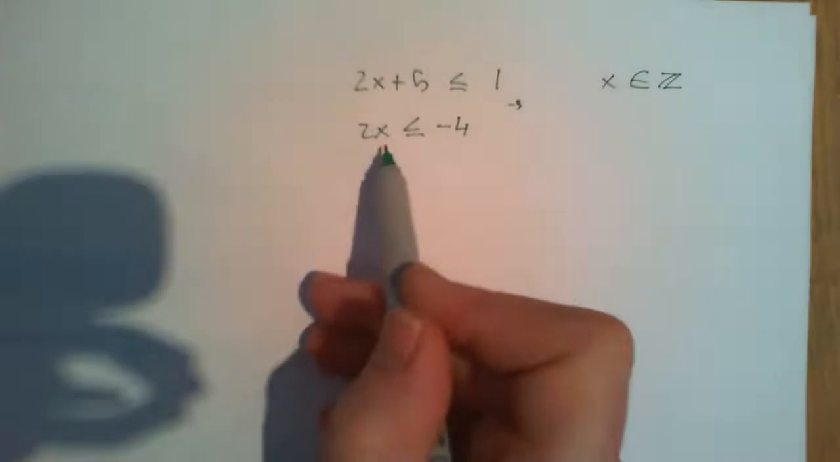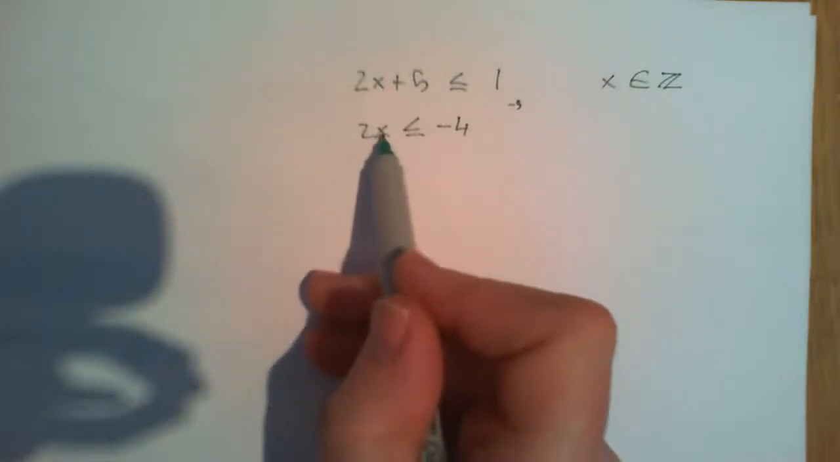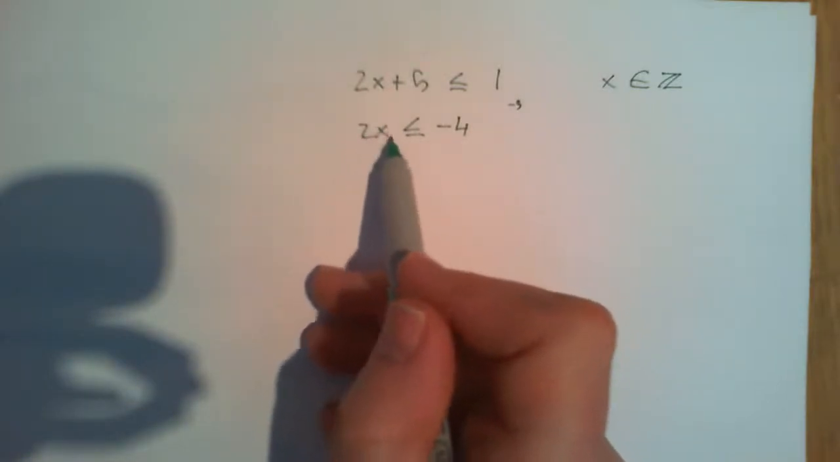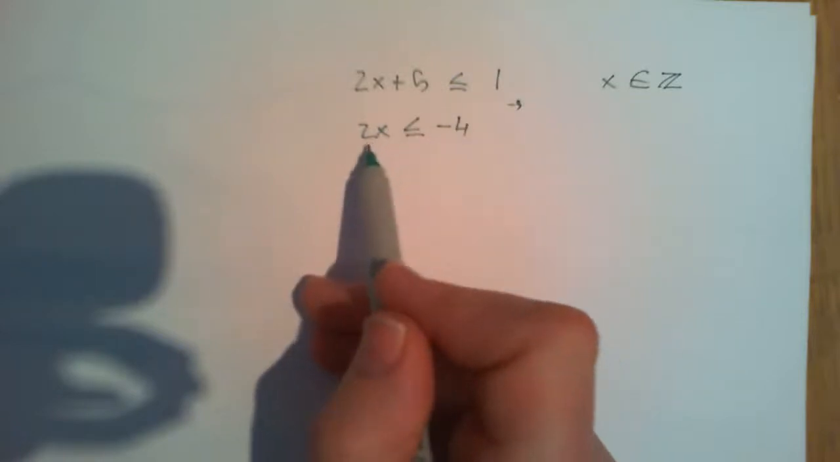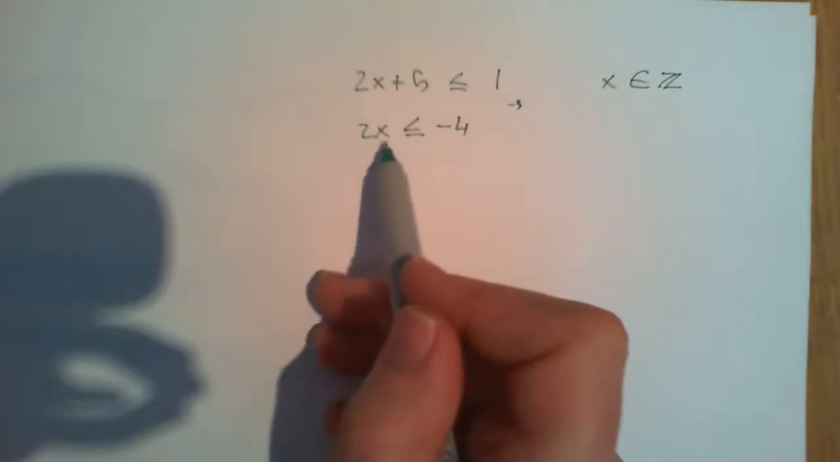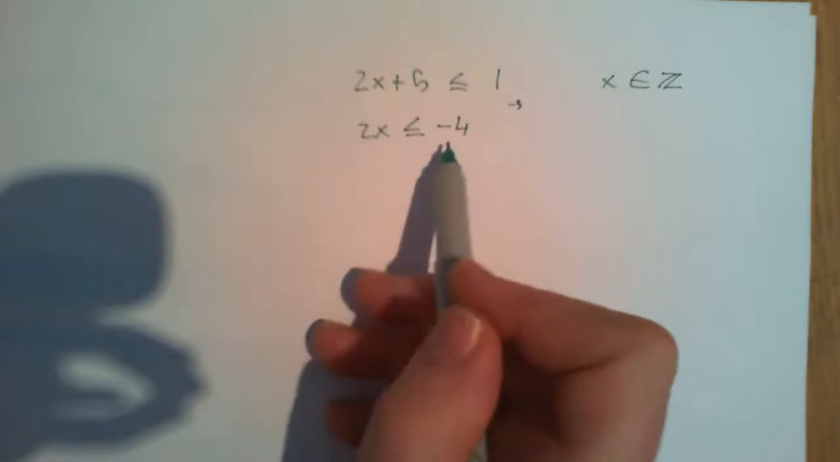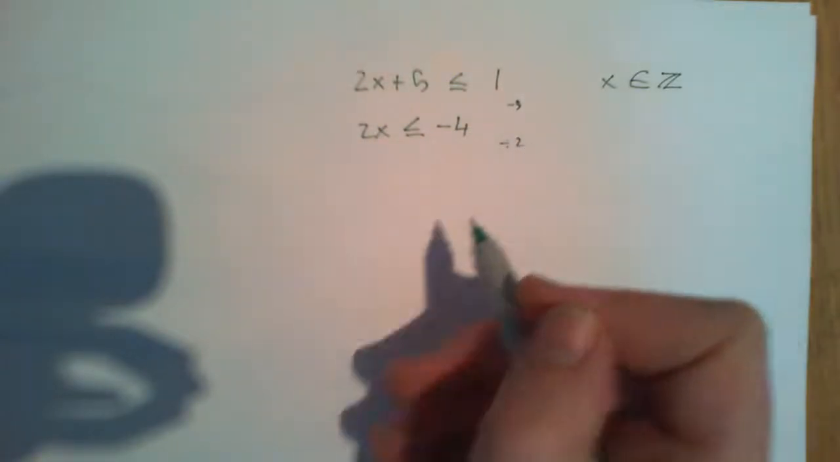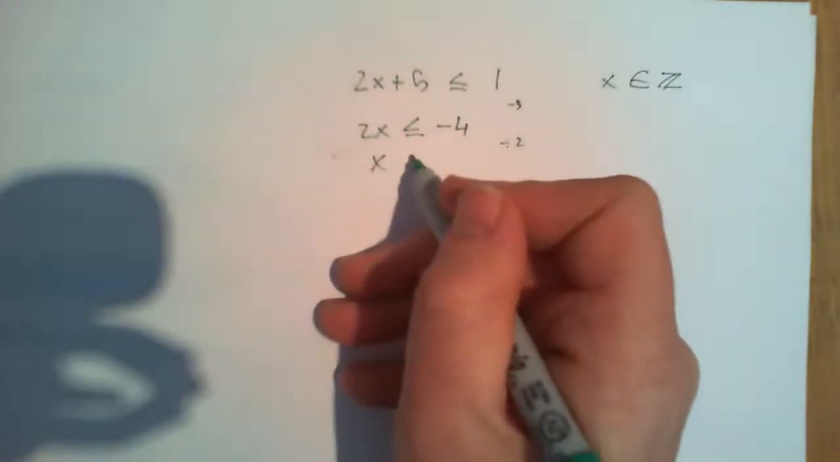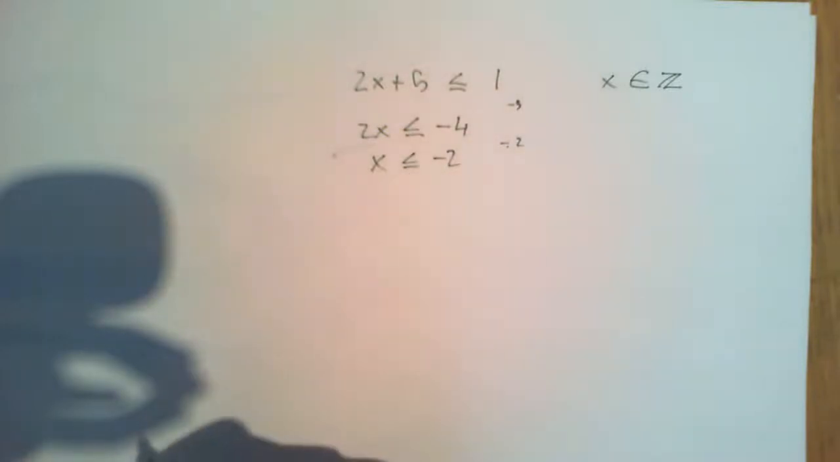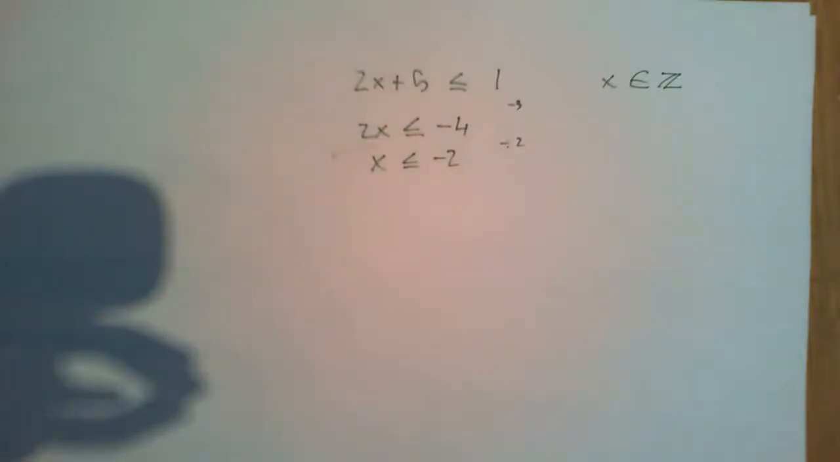Okay, step 2, look, I'm still left with a number attached to the variable. So to get rid of it, that's a multiplication. Did that in first year. We're going to divide both sides by 2. It's going to be x ≤ -2. So let's draw this.